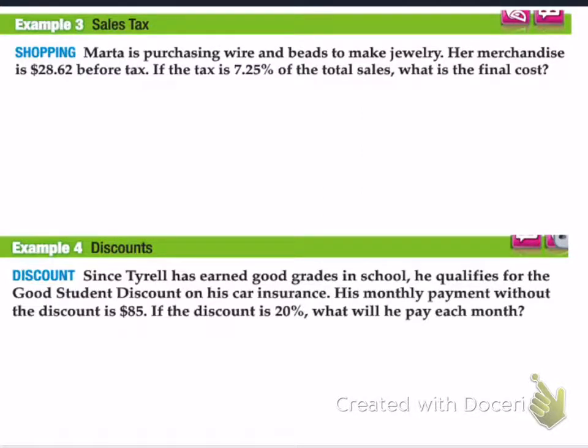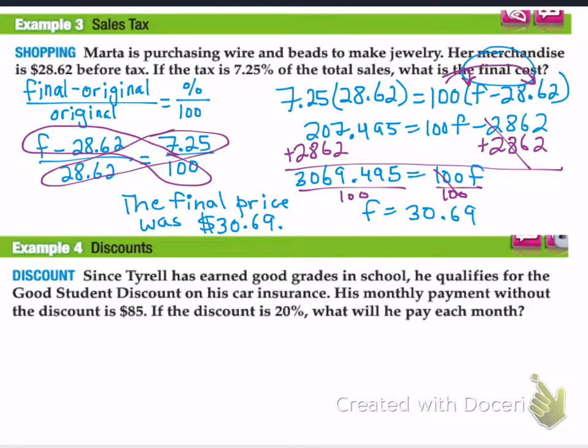So this one's a little bit more challenging, but let me remind you of the formula. And go ahead and try to fill it in and solve for the final cost. Now this time we're looking for the final cost. So examine my work. After taxes, your price will be higher, and you'll see that my final price was $30.69.